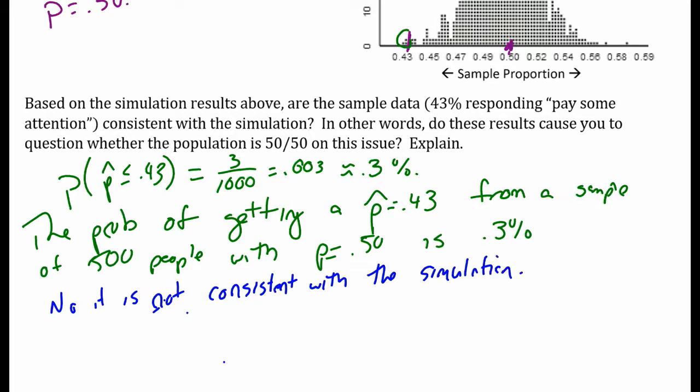Do these results cause you to question whether the population is really a 50-50 split on this issue? The answer is yes, it does. Yes. There is evidence that p, our true population parameter, is less than 50%. There's evidence that our true population parameter is less than 50% because we got a p-hat of 0.43, and this simulation shows that that p-hat of 0.43 probably did not come from a true population that is p equals 0.5.